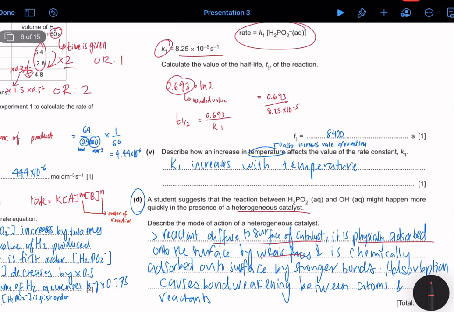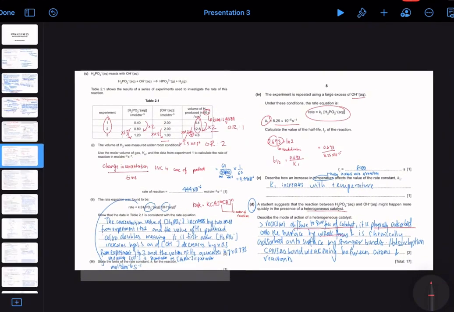Always mention the weak forces. It is physically adsorbed on the surface by weak forces and then chemically adsorbed onto the surface by stronger bonds. So they are two different things, chemically and physically adsorbed. And also mention that the adsorption causes bond weakening between atoms in the reactants.